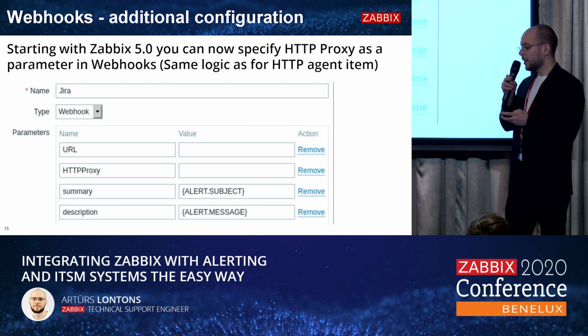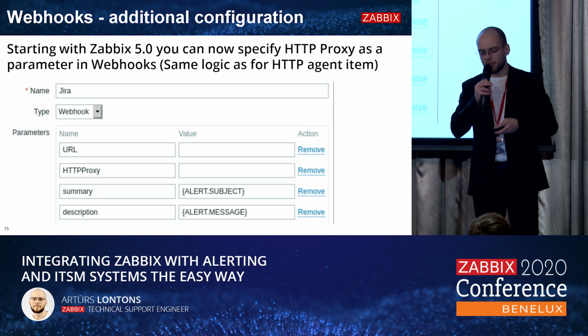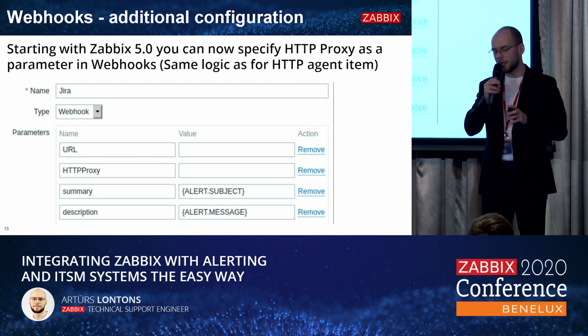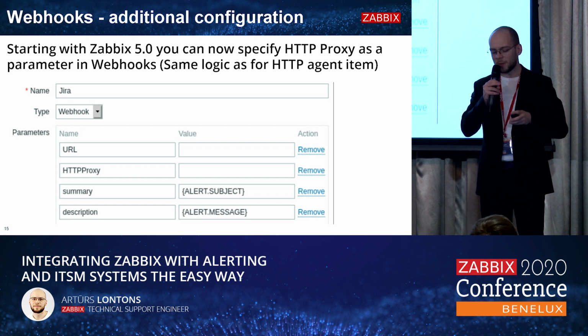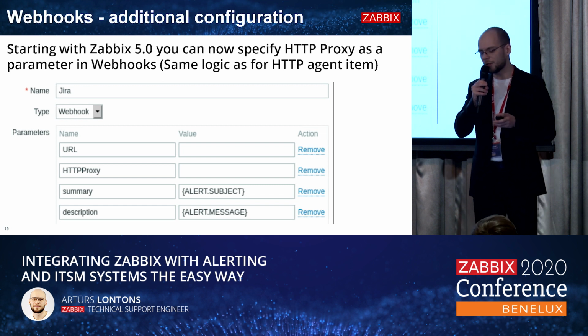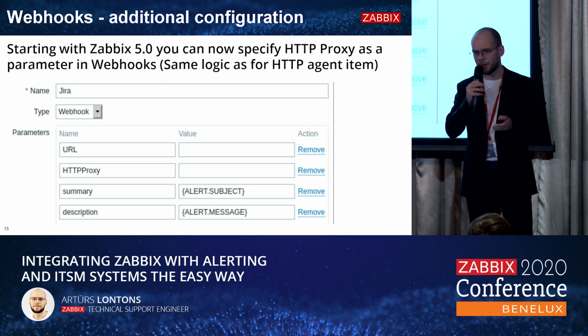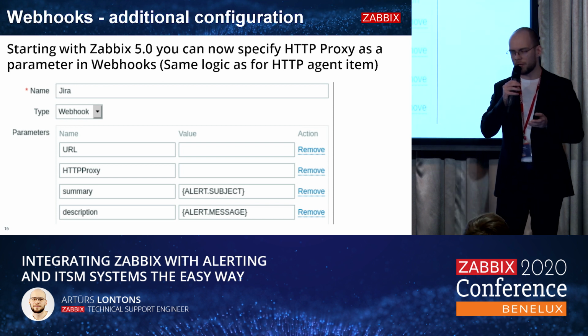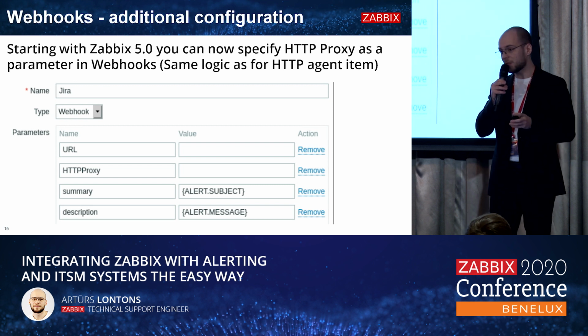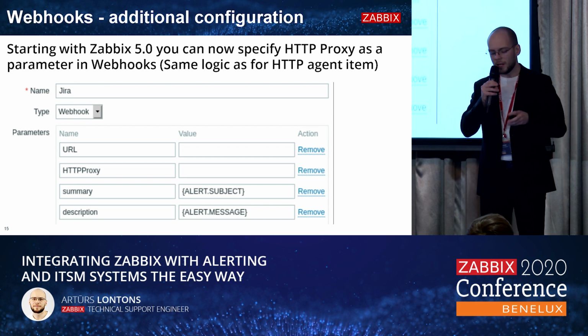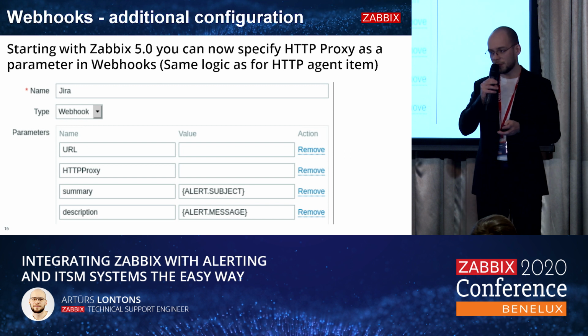Another thing we implemented in 5.0, similar to the HTTP agent item, which has already had this feature, you can now specify the HTTP proxy in your media type. So you don't need to configure it on the OS level globally or do any other customization outside of Zabbix. You can specify your HTTP proxy in the media type configuration. So that's quite nice.